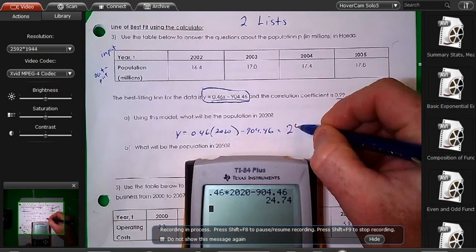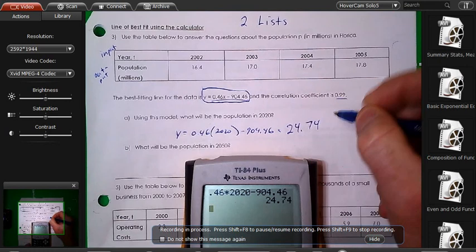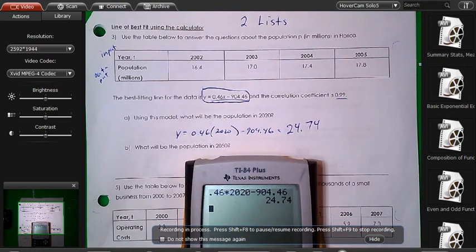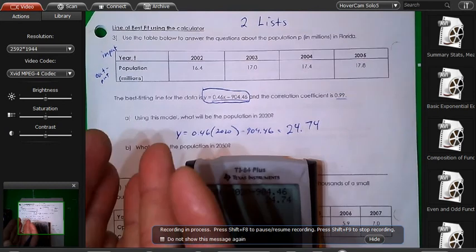24.74. So what is this telling us? What is this telling us about the population in the year 2020? 24.74 million. Okay? That's in millions. So 24.74 million people living in this town or this state, whatever, in Florida, in the year 2020. So we're able to use our equation that we just determined based on the data. This is our line of best fit. We're able to use that line to make a prediction about the future.